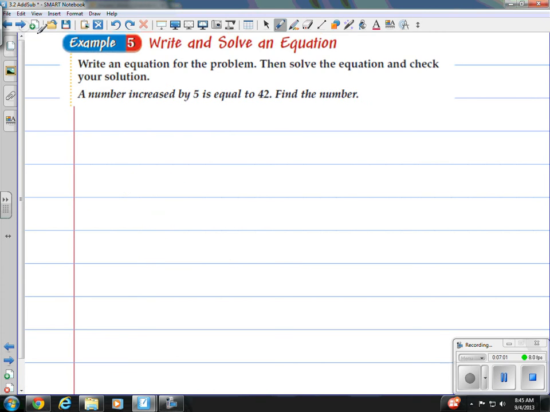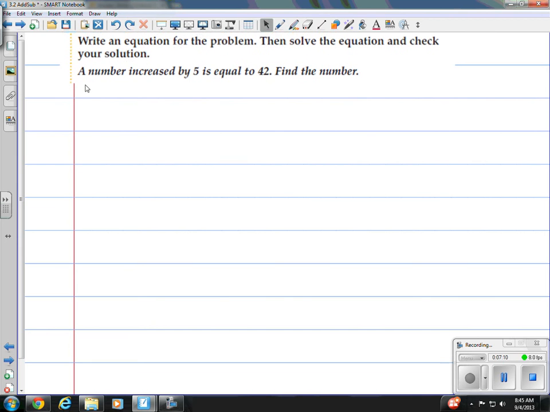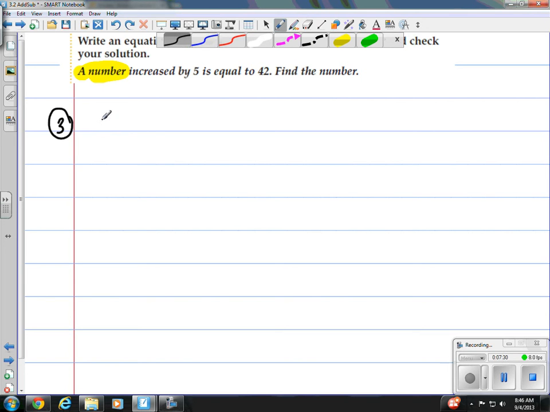Now, that gets us through the transposing ones as far as giving us the problem. The next one here gives us a sentence and wants us to write it as an equation and then answer it. So example 3 says a number. If it doesn't tell us the number, that means we get to use a variable because I don't know what that number is. So I'm just going to use the variable x. And it says is increased by.